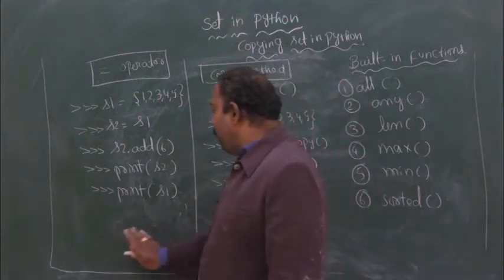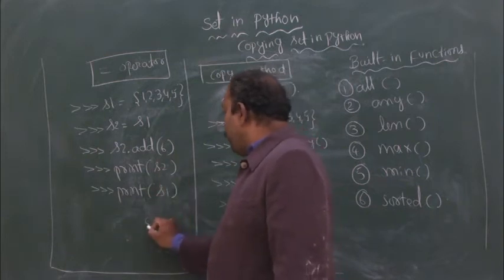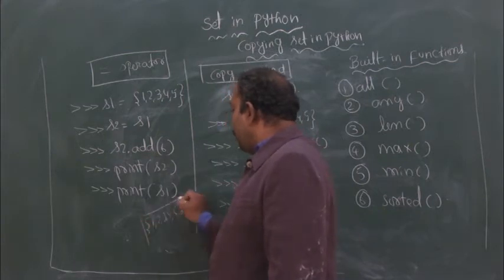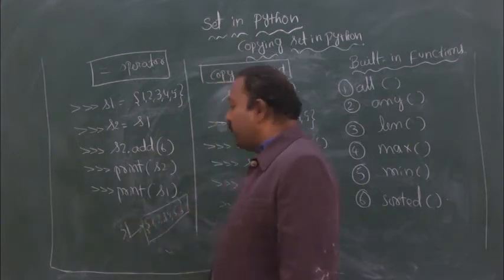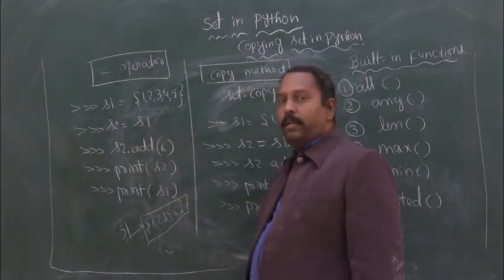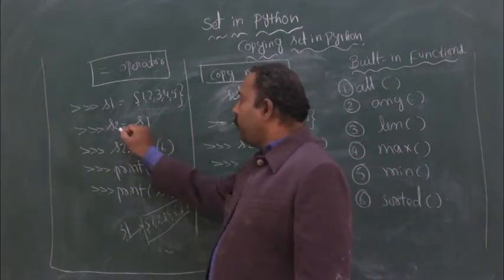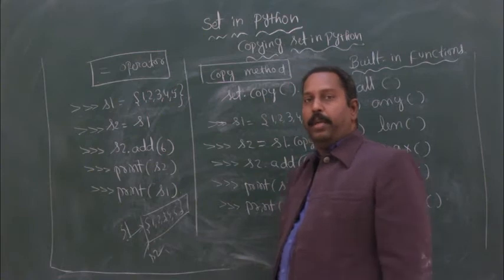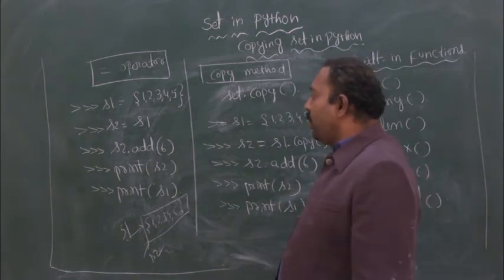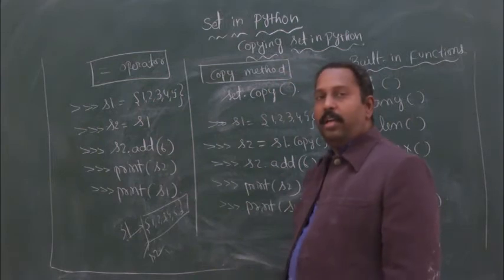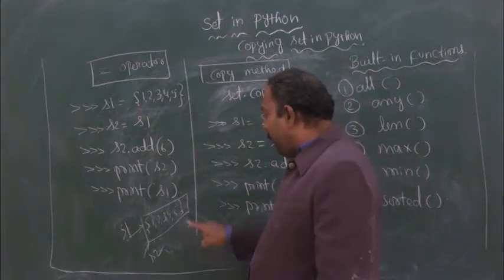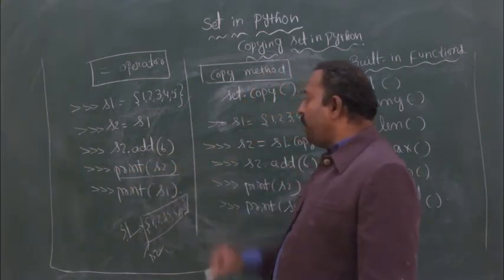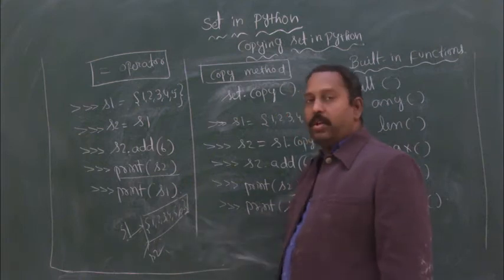That means here you see one set is created with values 1, 2, 3, 4, 5 and S1 is pointing to that particular set. Suppose I write S2 equal to S1, that means S2 is also pointing to the same location. Now S2.add(6): I want to add another element, then it will be added. So now print S2, what is the output you will get? Print S1, what is the output you will get?